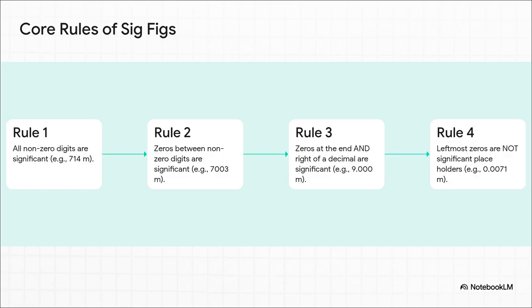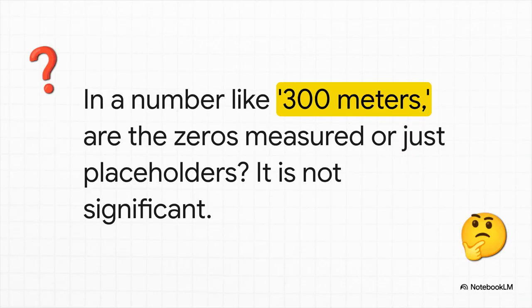The main idea is figuring out which zeros were actually measured and which ones are just there to hold a place. For instance, any zero that's sandwiched between other numbers always counts. And zeros at the very end of a decimal, they count too because they're telling you exactly how precise your measurement was. But here's where things get a little tricky. We have something called the ambiguous zero.